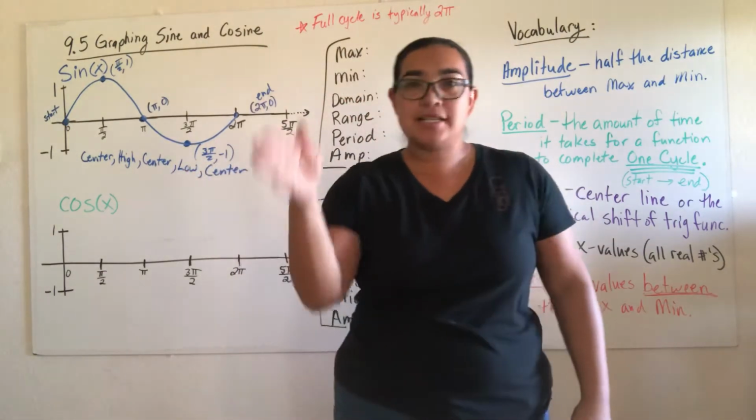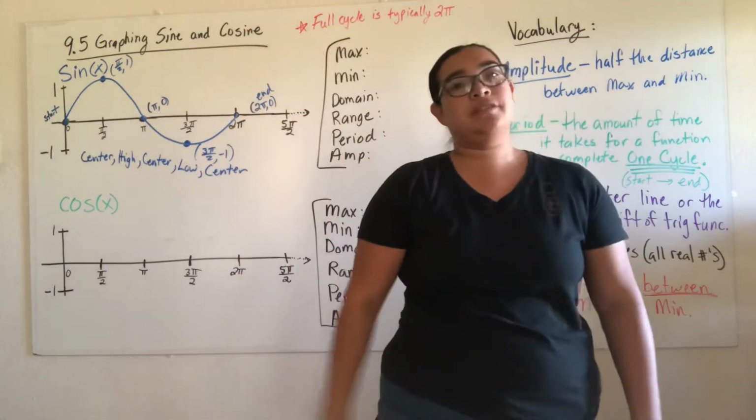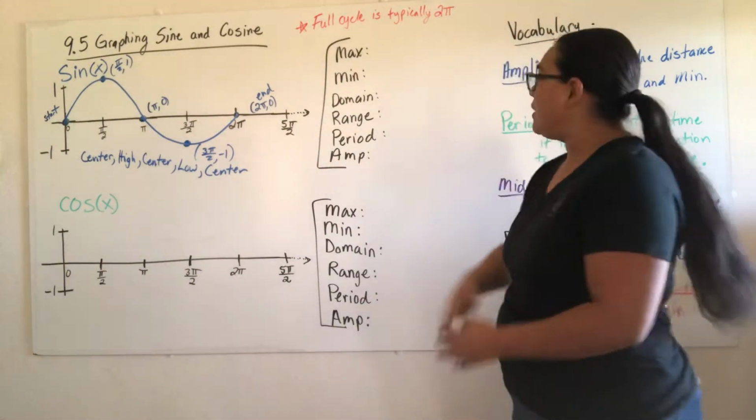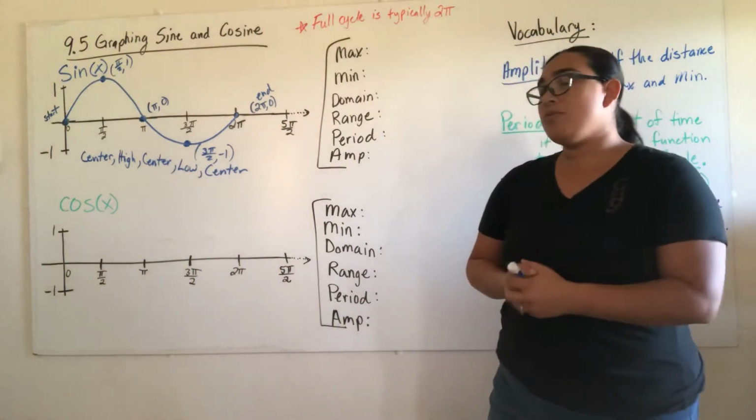Okay, that way it has this kind of wave-like shape till it finishes. Okay, so that's your sine graph. Let's go ahead and pick out some information here. I just went ahead and wrote some vocabulary here real quick to help you match.